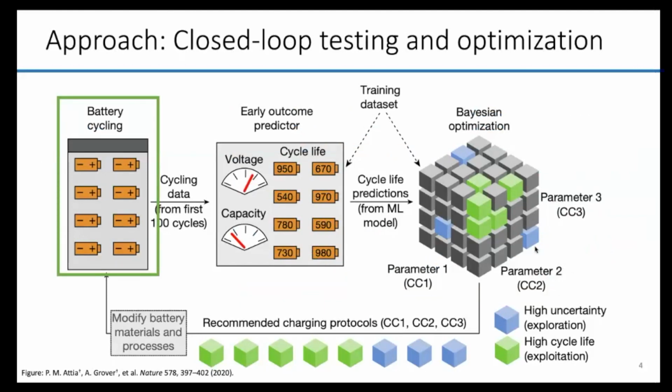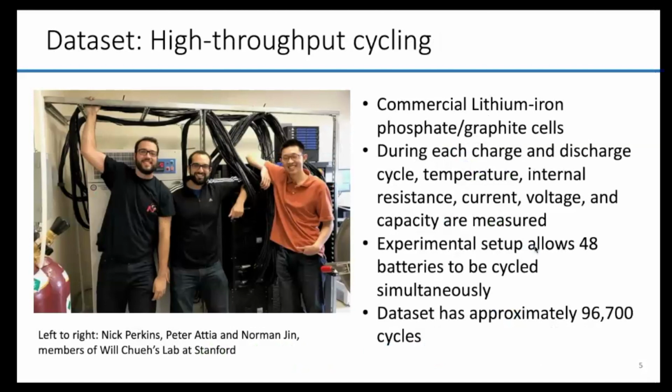So as I mentioned, this experimental platform uses high throughput cycling. Specifically, we tested commercial lithium iron phosphate graphite cells. And during each charge and discharge cycle, the platform's able to measure temperature, internal resistance, current, voltage, and capacity. This setup allows 48 batteries to be cycled simultaneously. And this gave us an initial data set of approximately 96,700 cycles.